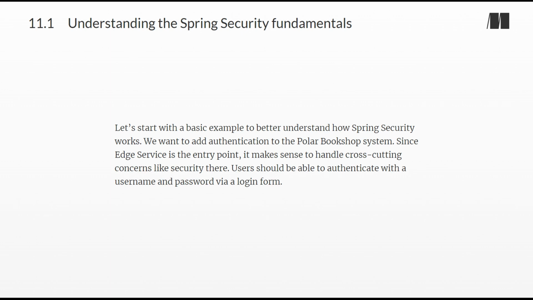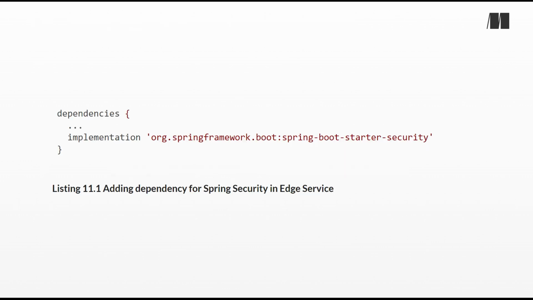Let's start with a basic example to better understand how Spring Security works. We want to add authentication to the Polar Bookshop system. Since Edge Service is the entry point, it makes sense to handle cross-cutting concerns like security there. Users should be able to authenticate with a username and password via a login form. First, add a new dependency on Spring Security in the build.gradle file for the Edge Service project, Edge Service. Remember to refresh or re-import the Gradle dependencies after the new addition.